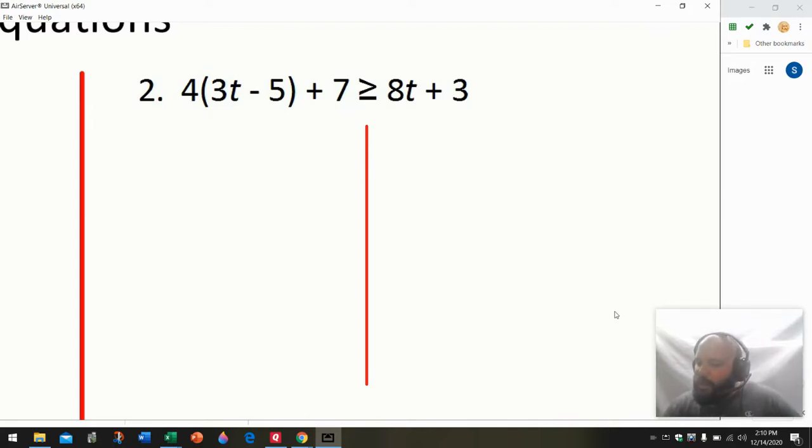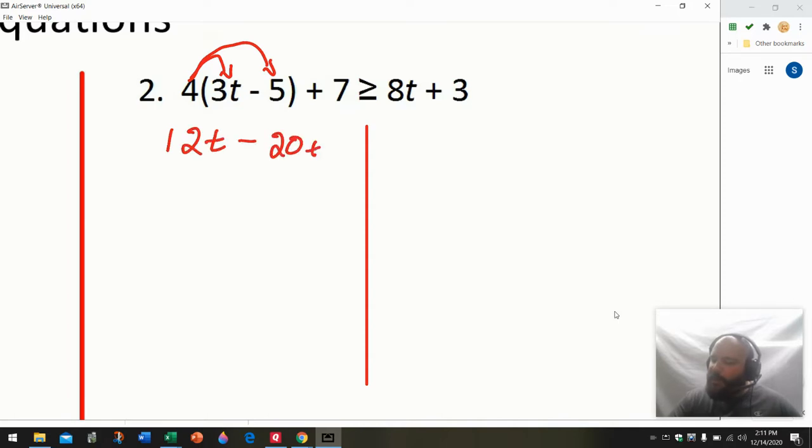So let's look at that. There's a 4 right here that needs to distribute to both things in the parentheses. So I'm going to distribute that 4 to the 3t, and I'm going to distribute that 4 to the 5. And what I end up with is 12t minus 20. Now we still have that plus 7 there, and then our inequality sign, which is a greater than or equal to, and then 8t plus 3.